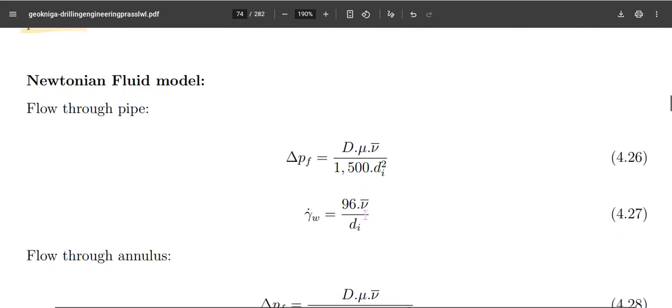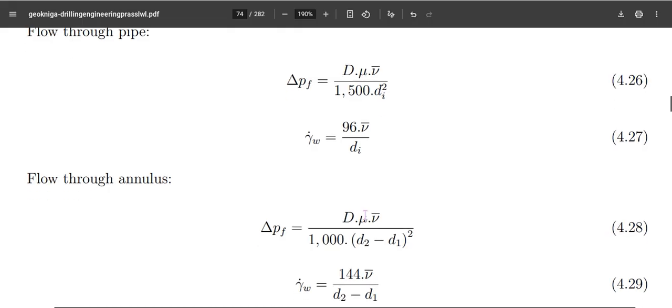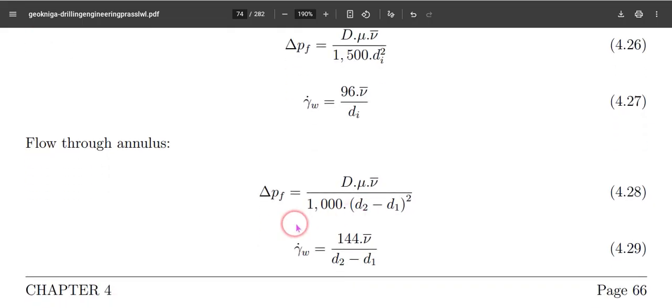And similarly, 4.27 gives you the shear rate, from which, through the viscosity, we can compute the shear stress. Similarly, for the annulus, 4.28 gives you the pressure drop across the annulus for a particular segment, and d to d one are the geometrical properties for the annulus, and mu is the average velocity profile for the particular annular flow in a laminar regime.